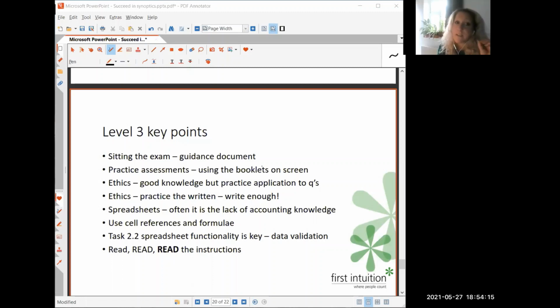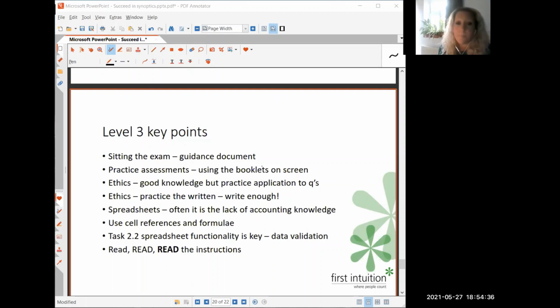Ethics is about having a good knowledge, but knowledge alone is not going to get you through the ethics part. You have got to be able to apply that knowledge to scenarios that you're given. So question practice is absolutely key when it comes to ethics at level 3.